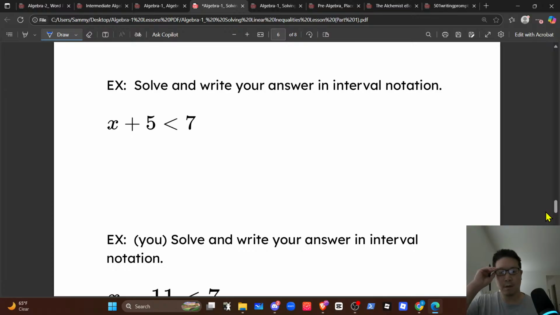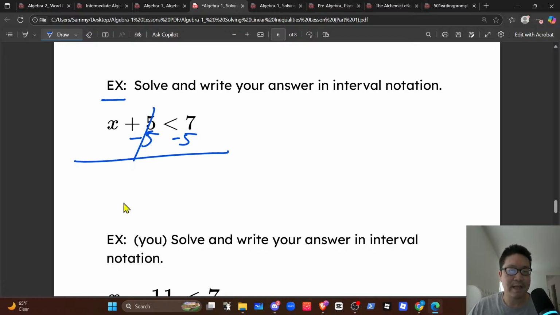Okay, so let's try this example. It says solve and write your answer in interval notation. We have x plus 5 is less than 7. So to isolate x, what are we going to do? We're going to subtract 5 from both sides. That's going to leave us with x is less than 7 minus 5, which is 2. Okay, so there's our inequality.